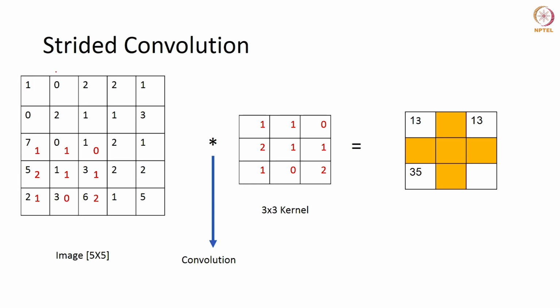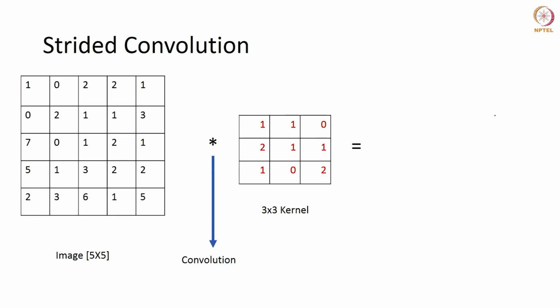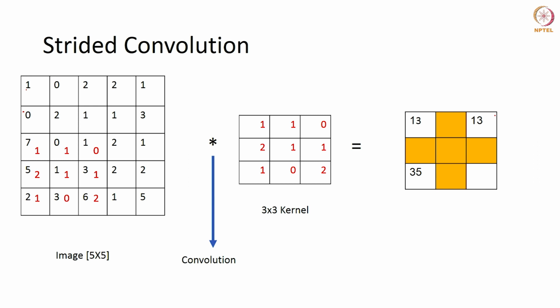Once again, as you go down, you will skip 1, 2 and you will position the kernel there, and of course, you would do one more skip to get there. So, typically you should have obtained a 3 by 3 output, but because of the stride you will get a 2 by 2.